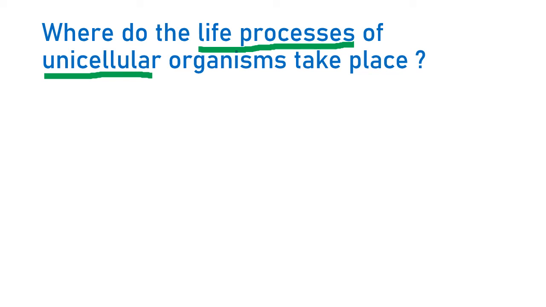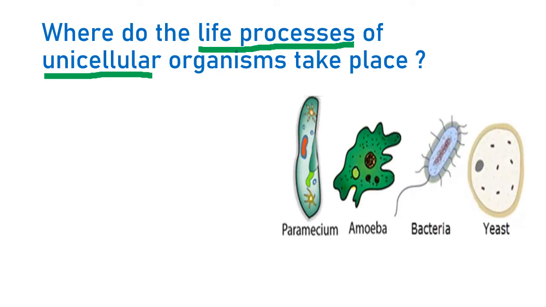What is a unicellular organism, children? An organism whose entire body is made up of one cell. We have millions of cells in our body, but there are various unicellular organisms like these. Can you see in the picture? Paramecium, amoeba, bacteria and yeast. These are the unicellular organisms. Why are they called unicellular organisms? Because they do not have various body parts like we do. They are made up of only one cell. This amoeba is made up of one entire cell, and bacteria is made up of one entire cell. So how will circulation, digestion, respiration, everything take place here?